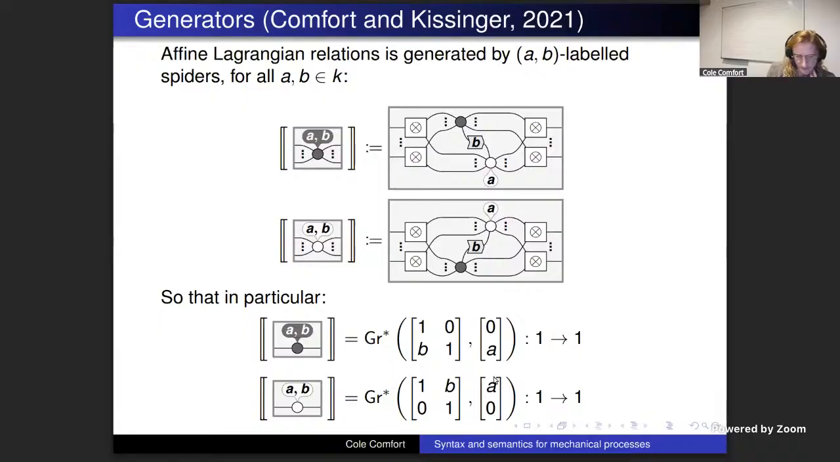Sorry, Cole, I'm not seeing the difference between the black AB and the white AB at all. How are the black and the white diagrams different? Yeah. So the idea is that every wire here has two wires inside of it, and the one on the top is the position, and the one on the bottom is momentum.